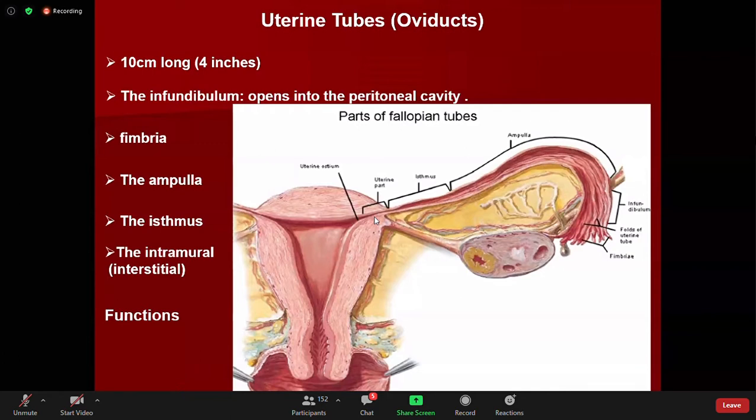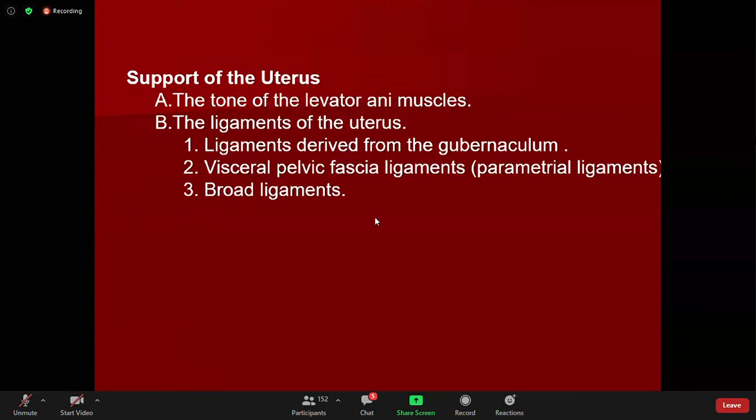Now, what supports the uterus and the ovaries and keeps them in place? Actually, we have two things. Number one is the tone of levator ani. You know what levator ani is? What is levator ani? Muscles of what? The pelvic diaphragm, right? It's mostly composed of two muscles, levator ani and coccygeus.